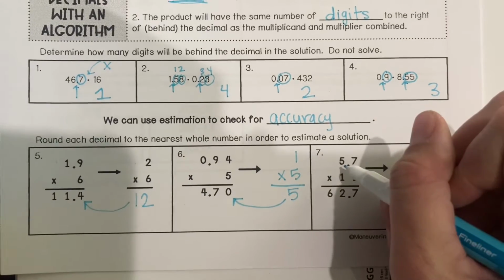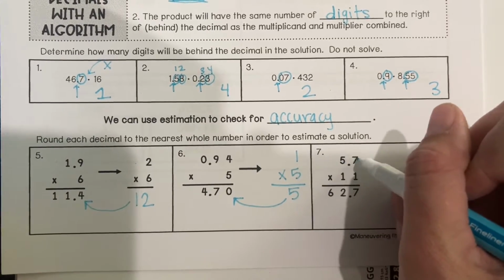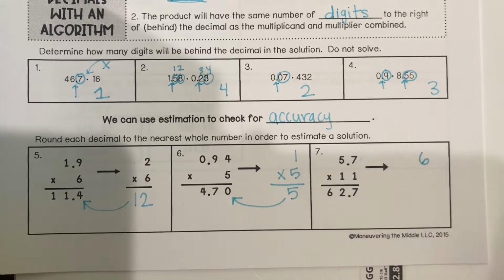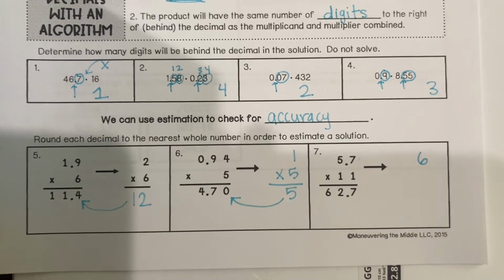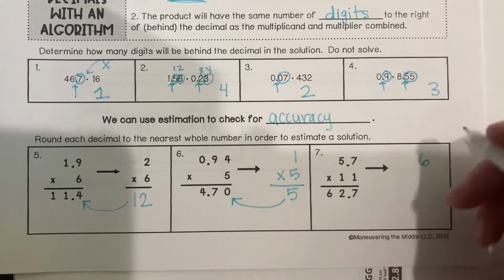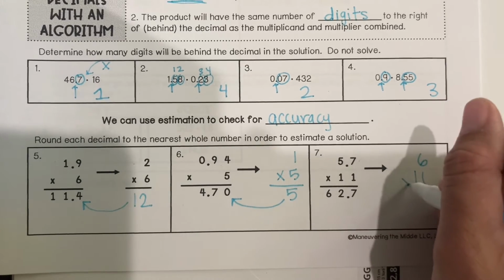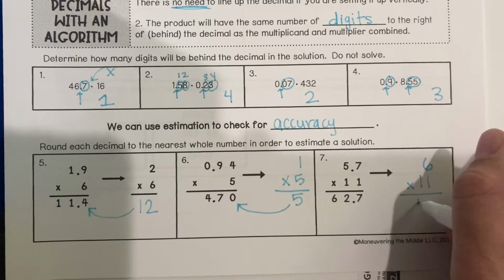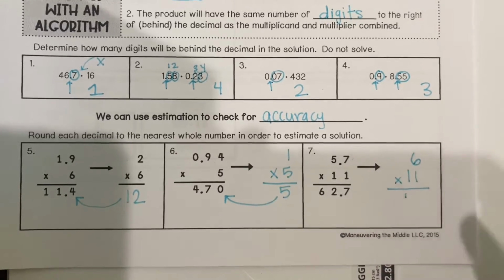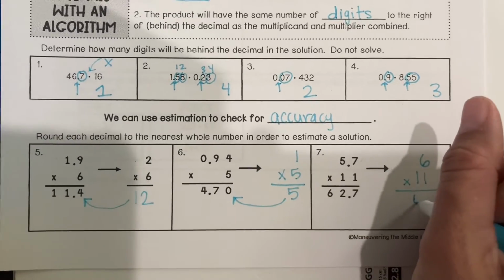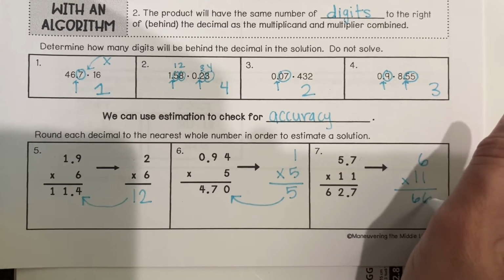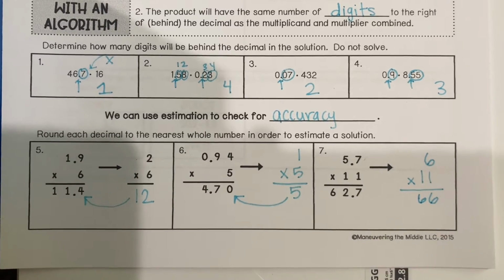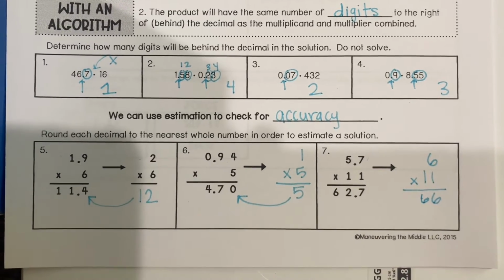And our last one, 5.7, is $5.70. That's close to $6. I know we haven't talked about rounding this year, so we're not going to focus too much on it. And then we'll leave 11 as 11. And 6 times 11 is 66. This one's a little further off because we had to do a little more rounding, but still, 66 is close to 62.